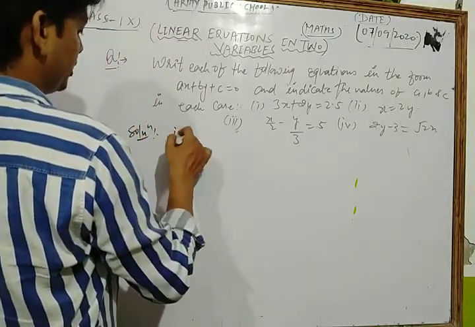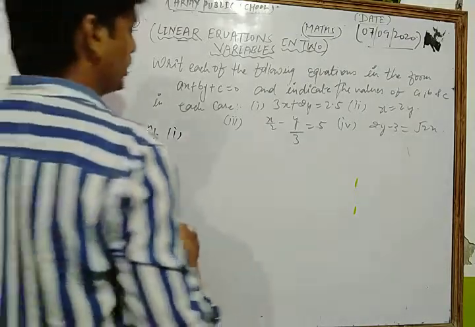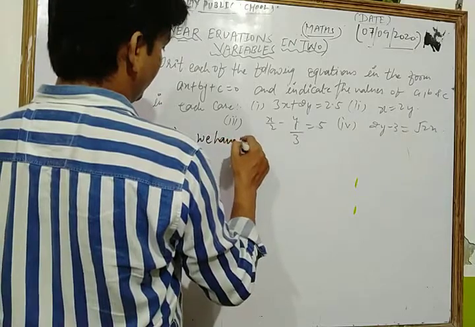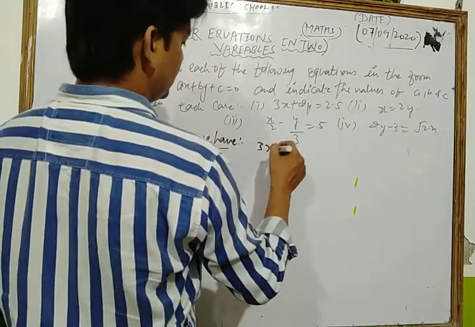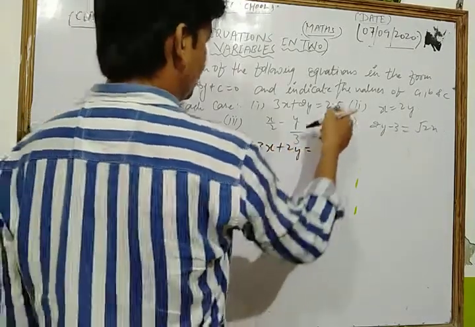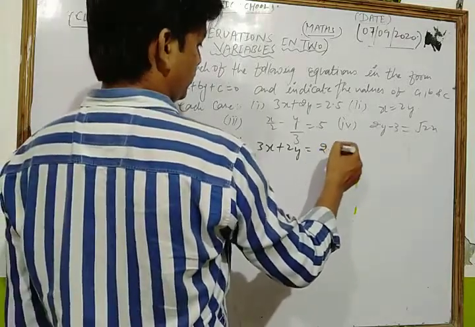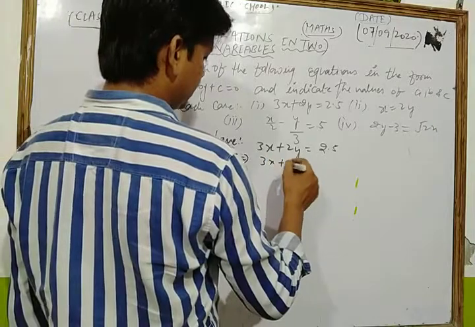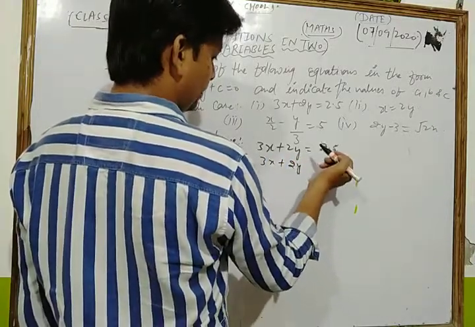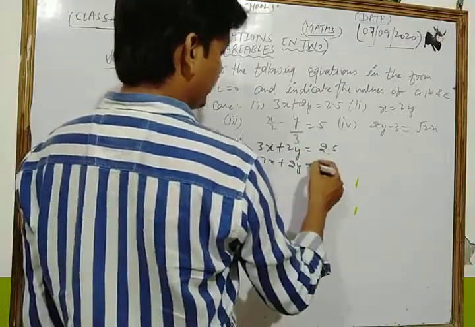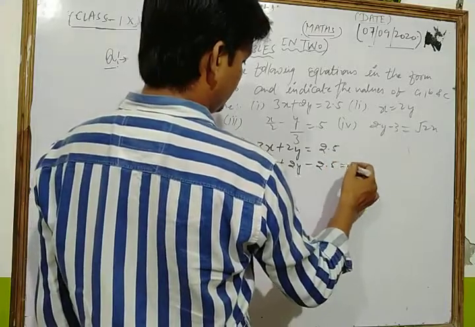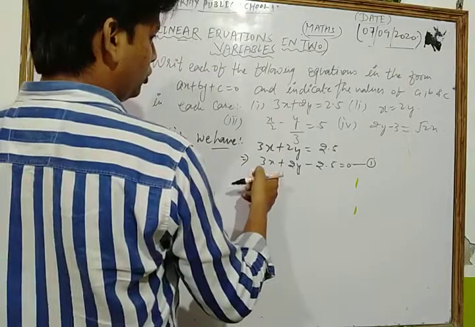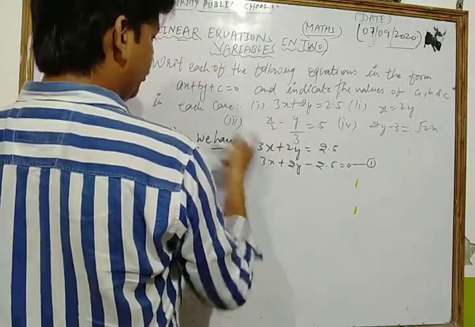First of all, we take the first part of this question and solve it. Dear students, in the first question we have 3x plus 2y is equal to 2.5. So we have 3x plus 2y, and transferring 2.5 to that side, we get minus 2.5 is equal to 0. Take it as equation number 1. Now the equation 1 is in the form of what?